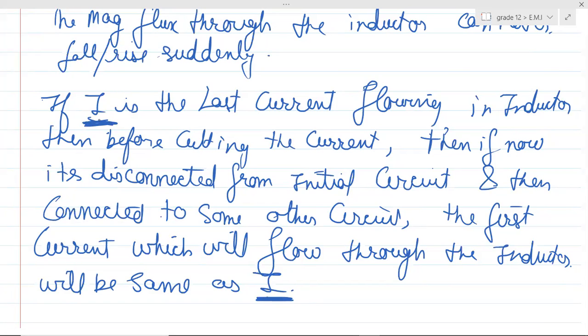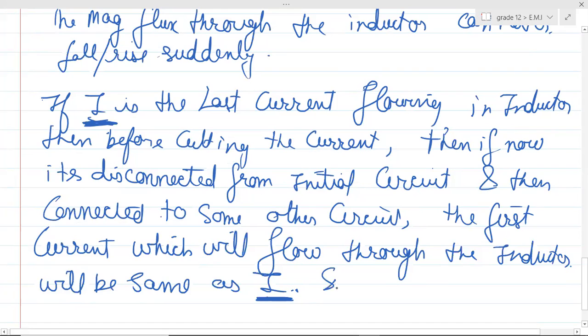That energy will always be stored, just like a charged capacitor. Even if you disconnect a charged capacitor, the energy which is stored, the electric field inside it, will always remain. So you can use that as a battery sometime, right? The same way you can use an inductor as well.